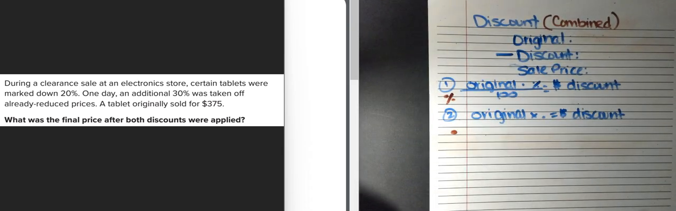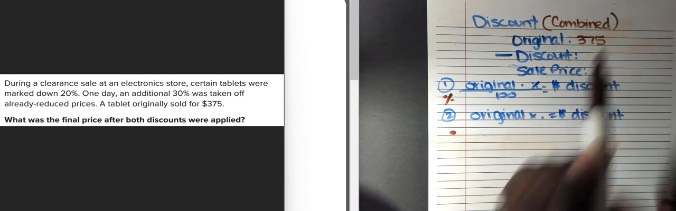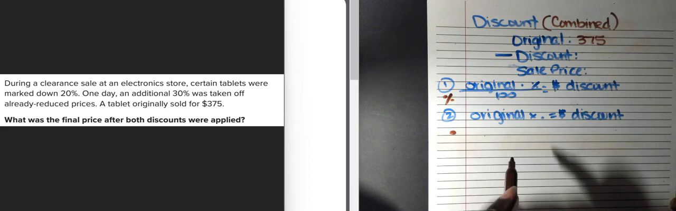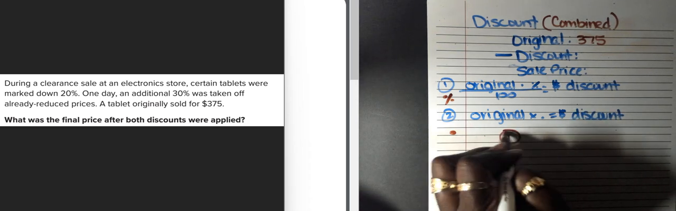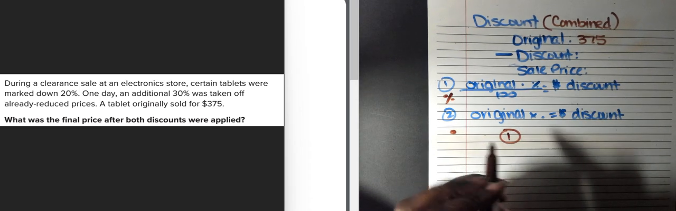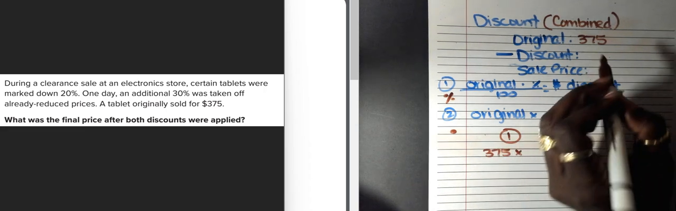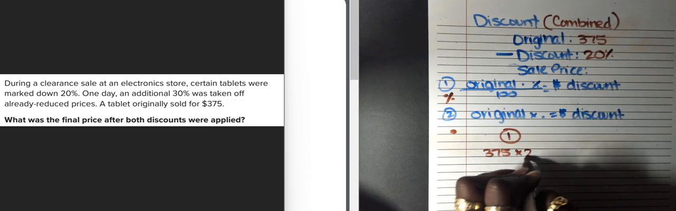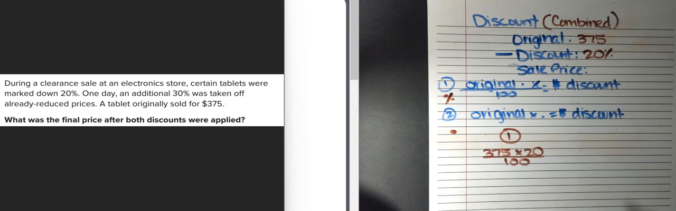So we know that the tablet originally sold for $375. And so we need to find out what happens after the first discount. So the first discount was 20%. So we're going to use method one. Let's start with that one here. So we have the 375 times the 20% discount. This is the initial discount. So we're going to multiply that by 20 and then you're going to divide that by 100. And this is going to tell you the amount of the first discount.